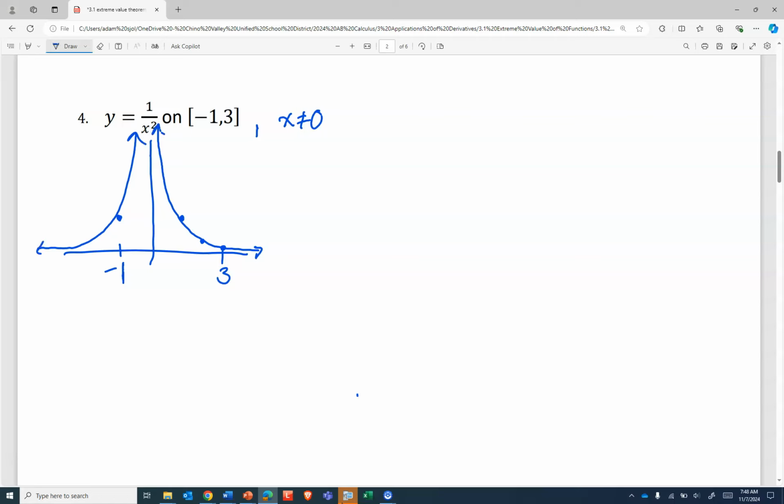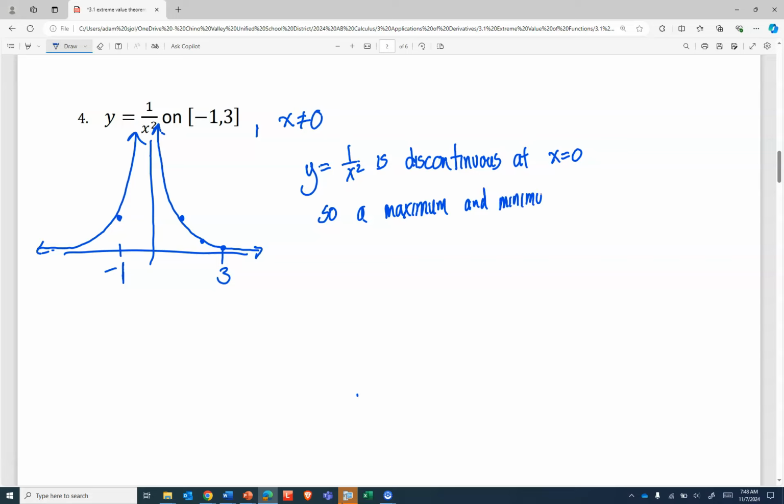Okay? y equals 1 over x squared is discontinuous. We need to be more specific, at x equals 0. So a maximum and minimum are not guaranteed. Which means, as far as extreme value theorem goes, we are done with that problem.